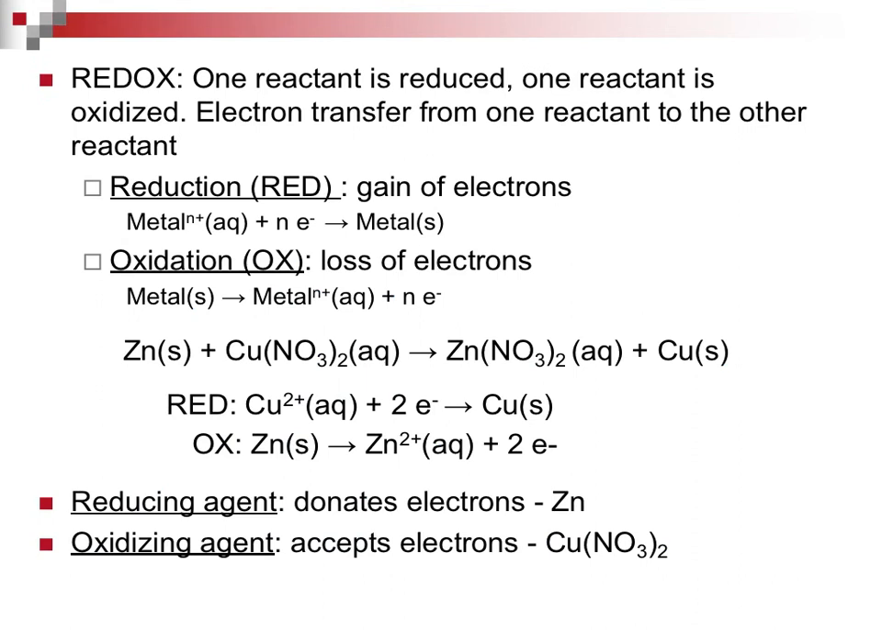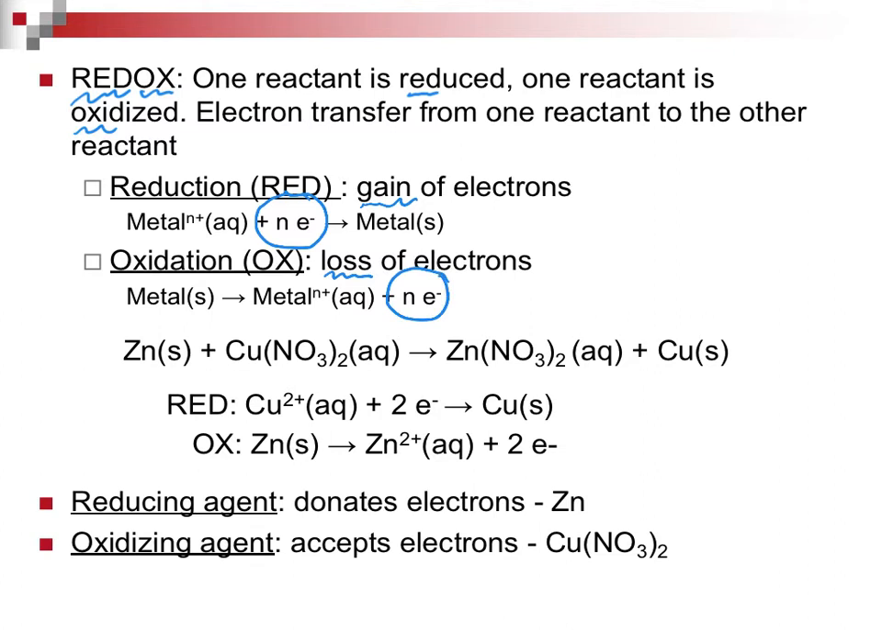So now that you've seen how to assign oxidation numbers, let's talk about redox. Redox is one reactant is reduced while one reactant is oxidized. That's where the terminology comes from, redox. Reduction is the gain of electrons. They occur as one of the reactants. Oxidation is the loss of electrons. They occur as the products.